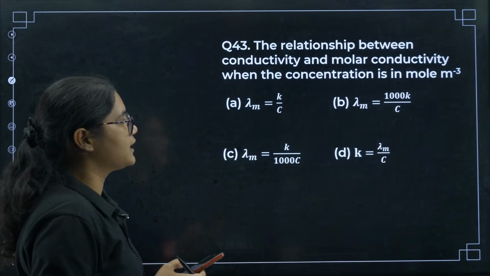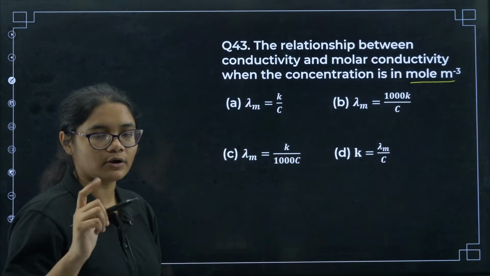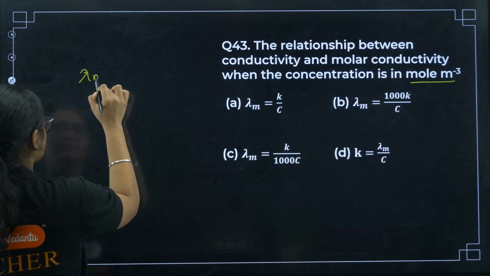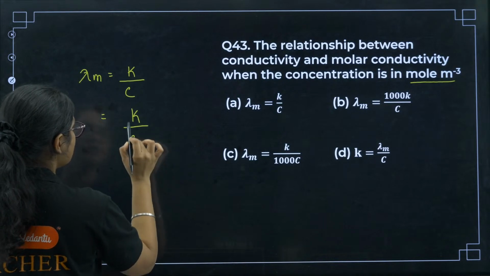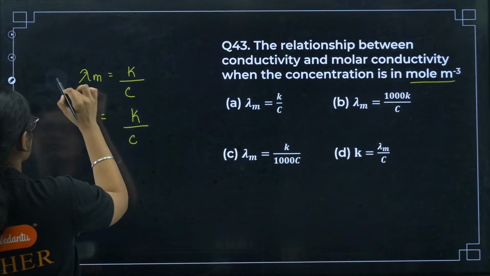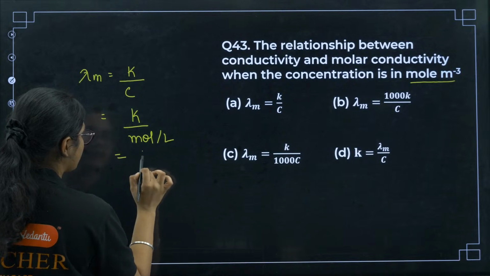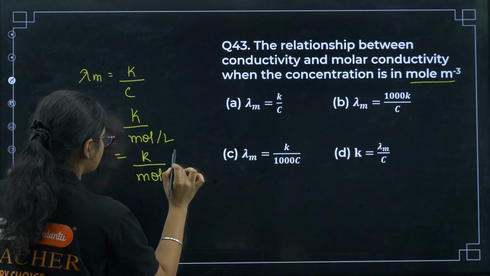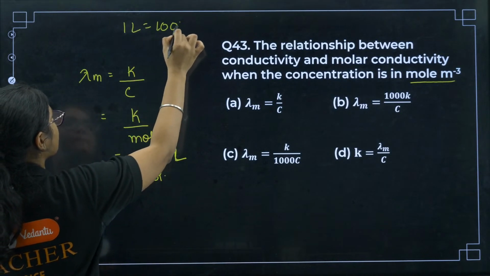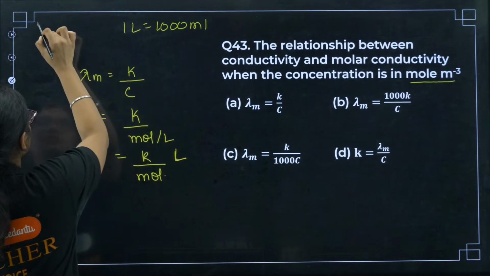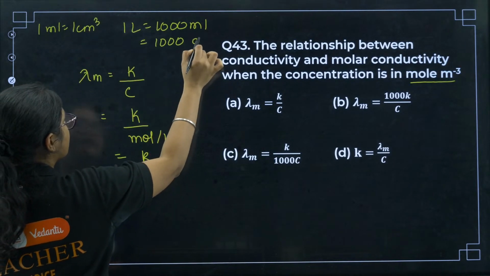The relationship between conductivity and molar conductivity when the concentration is in moles per meter cube. Very important question. You can see here lambda m is equal to kappa by C, right? C is the number of moles per unit volume, or the unit is moles per liter. So it is 1 liter, which is 1000 ml, and 1 ml is equal to 1 centimeter cube. So that means this is 1000 centimeter cube.